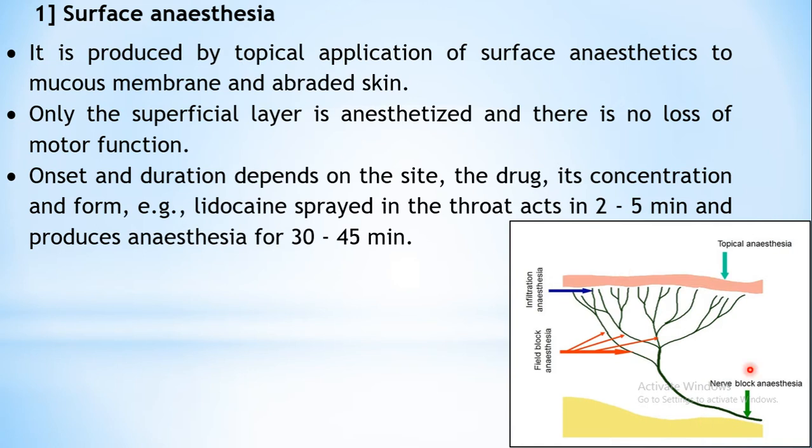This picture indicates the several types of anesthesia which I have taken from the internet. Here is where you are applying your topical anesthetic, over your skin, abraded skin or mucous membrane, just like you apply some ointment. In whichever area you are applying, that particular area will get anesthetized. Only the superficial layers will get anesthetized; deeper layers will not be involved in this type of anesthesia.